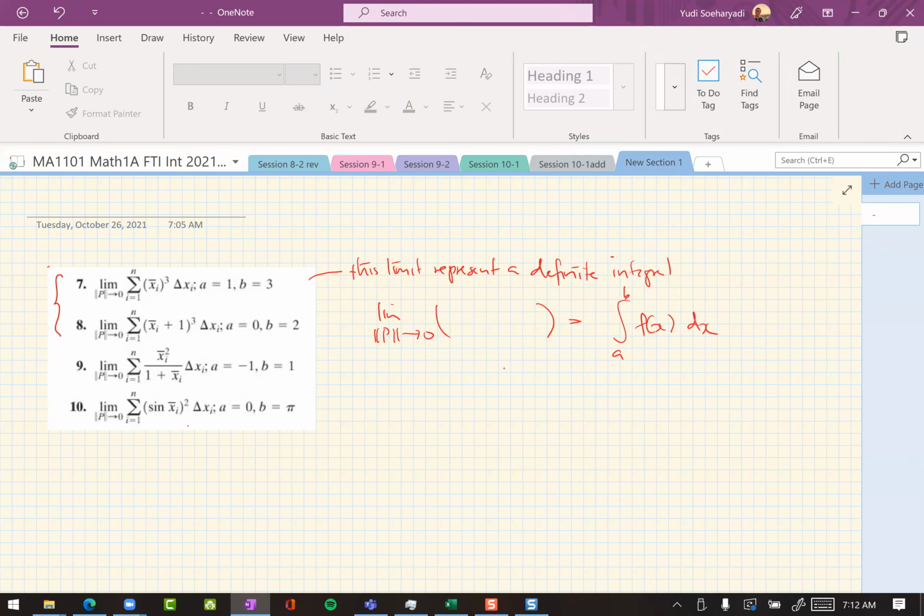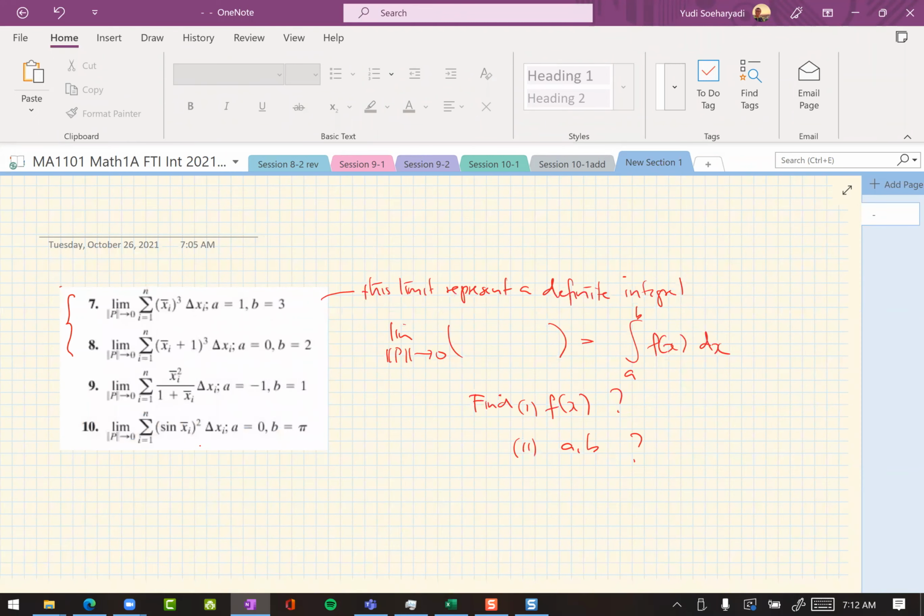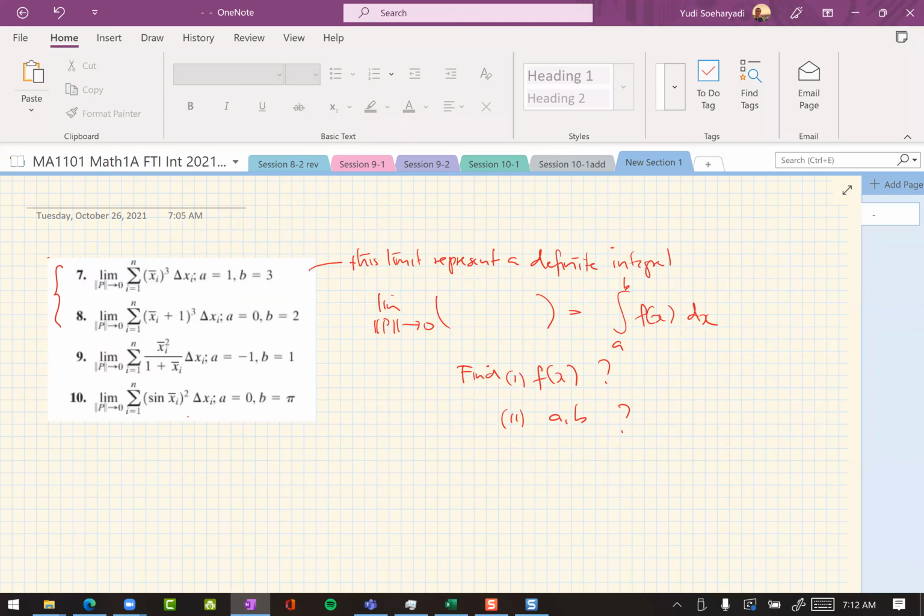So the question is how to find f and a and b. Right, so to be able to recognize this limit as the limit of a Riemann sum. So that's the question.